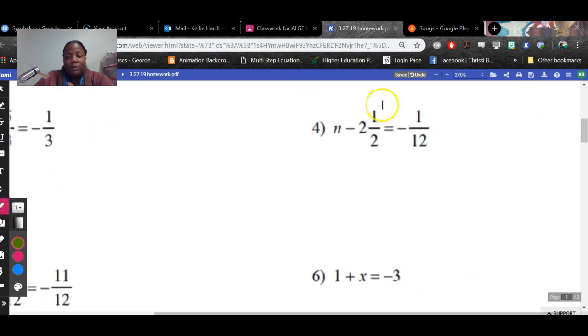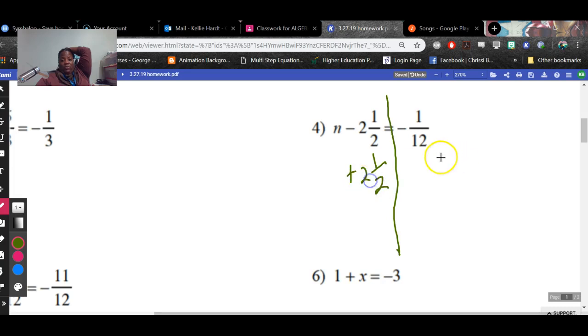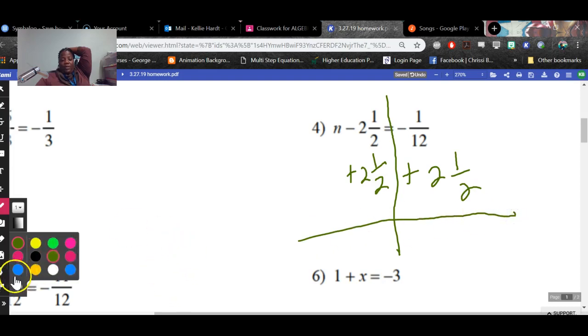And here we go. I have my street. All right, so now that I see that the n is on this side, and I need to get rid of a -2 and 1/2. So it's a -2 and 1/2, which means I'm going to add 2 and 1/2 to both sides. What I do to one side of the street, I must do to the other. There it is, right? So this time, you know that's going to cancel out.